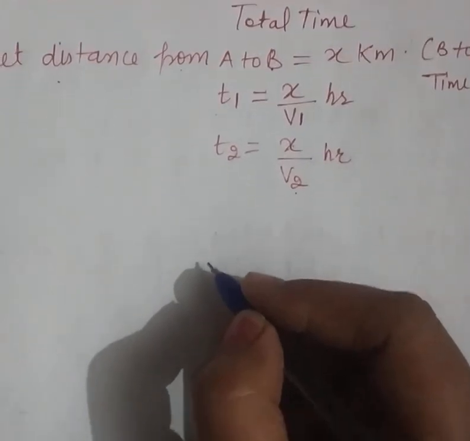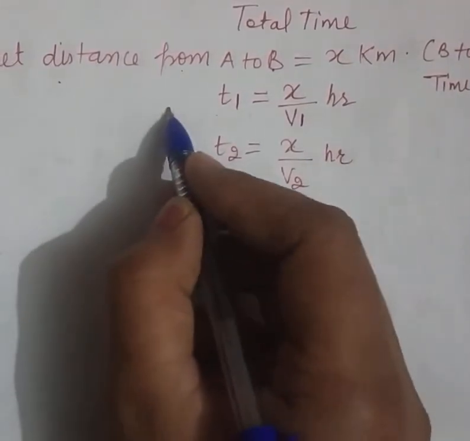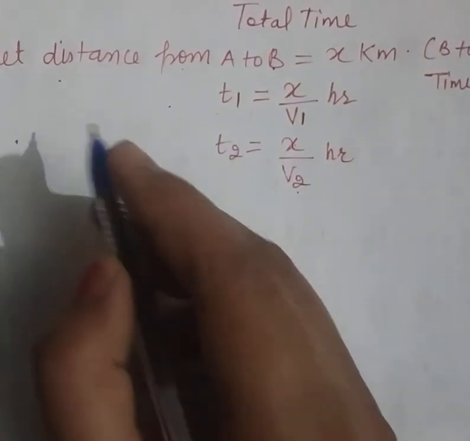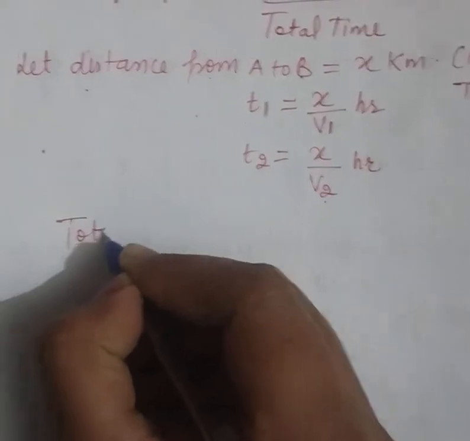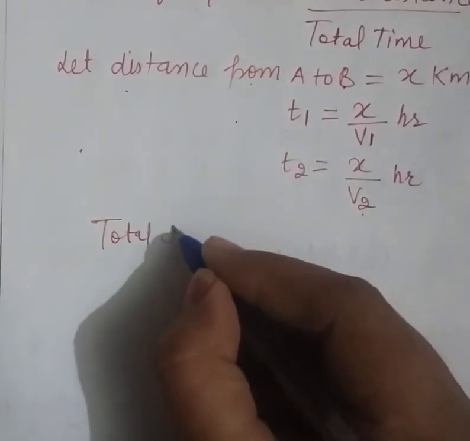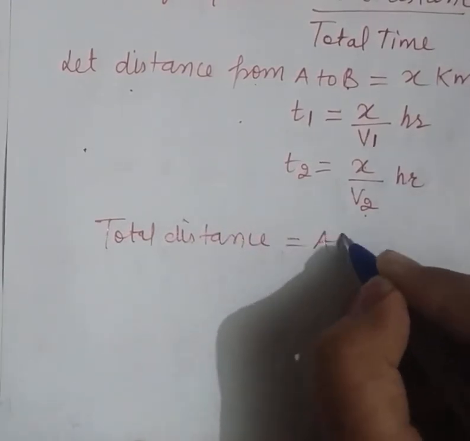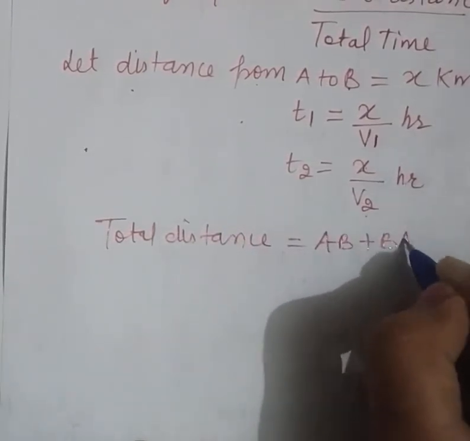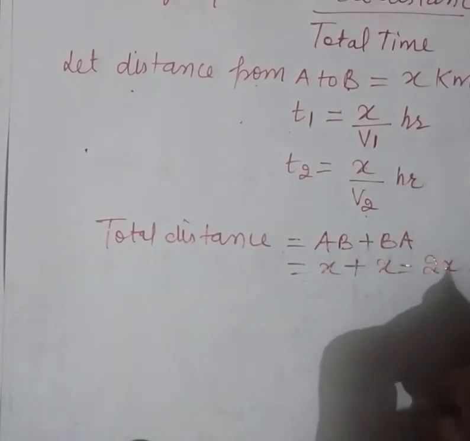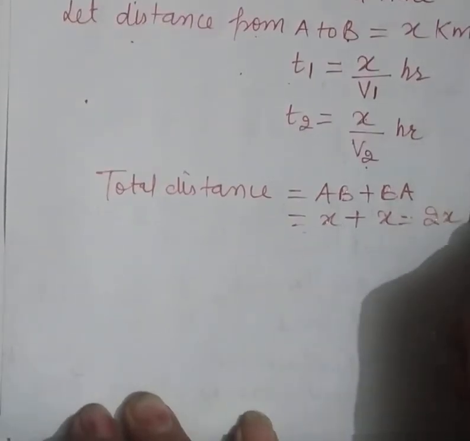What do we have to calculate? Total distance. Once going from A to B it is X, while coming back again X, so total distance will be X plus X. AB plus BA, both are equal to X, so it will be X plus X, 2X. Okay, you may call it in kilometer.